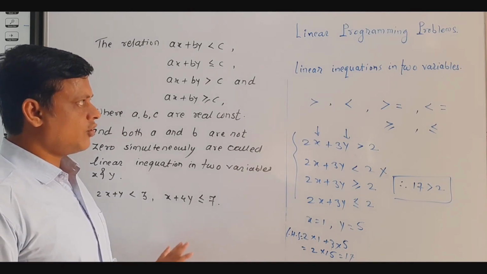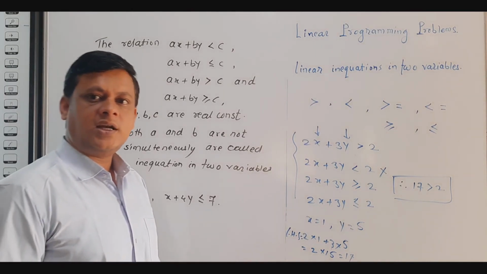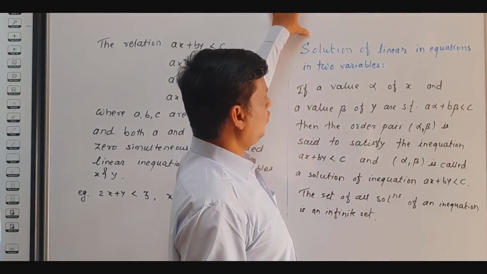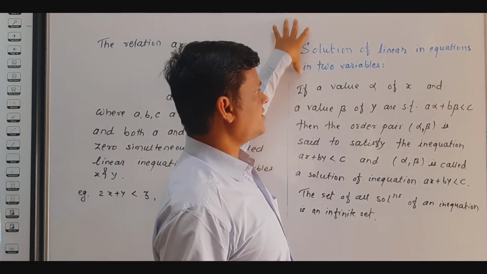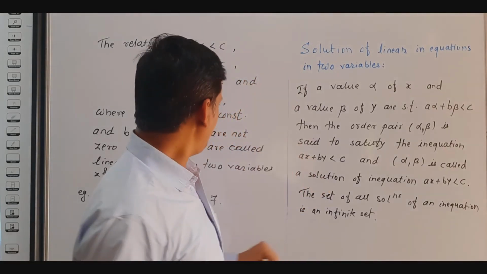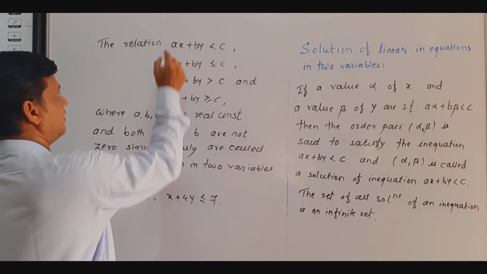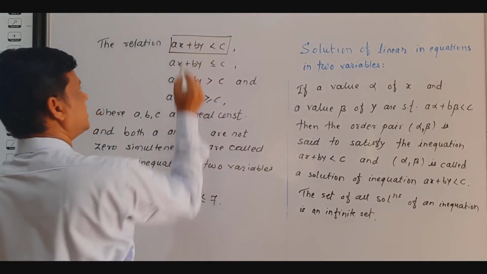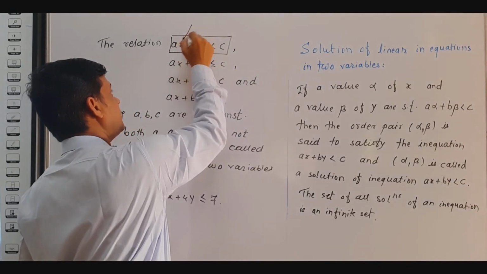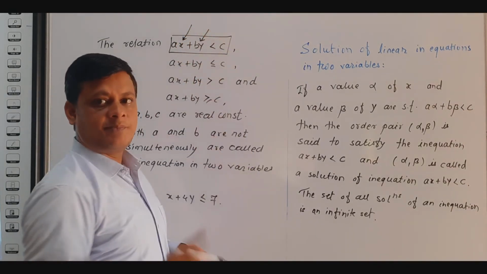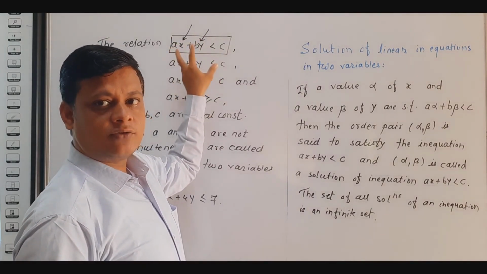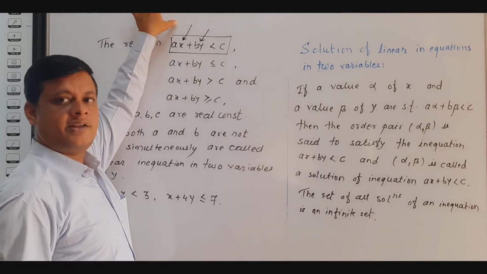Now we see the next topic, solution of linear inequations in two variables. That means if we consider the inequation ax plus by less than c, and we substitute values of x and y, if those values satisfy this inequation, then those values are the solution of this linear inequation.